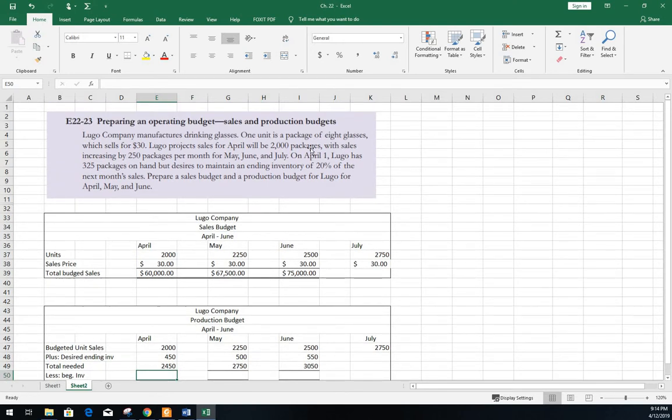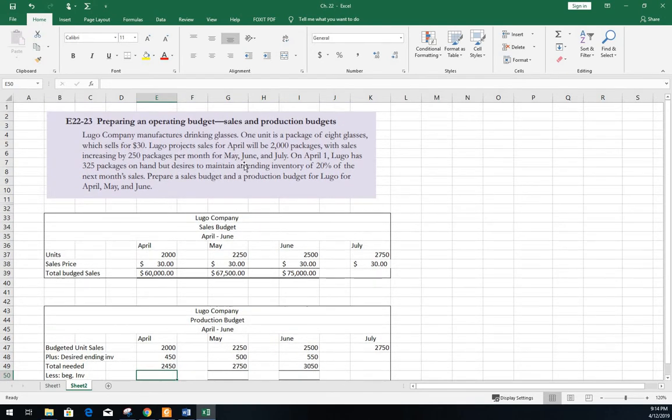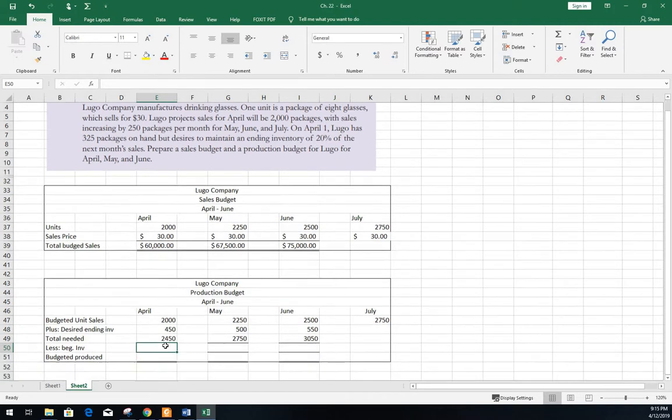It says here, on April 1st, Lugo has 325 packages on hand, but desires to maintain an ending inventory of 20% of the next month's sales. So here they have 325, and then this one will be, but this is the but part, but this is 20%. This equals 20% of the next month's sales.